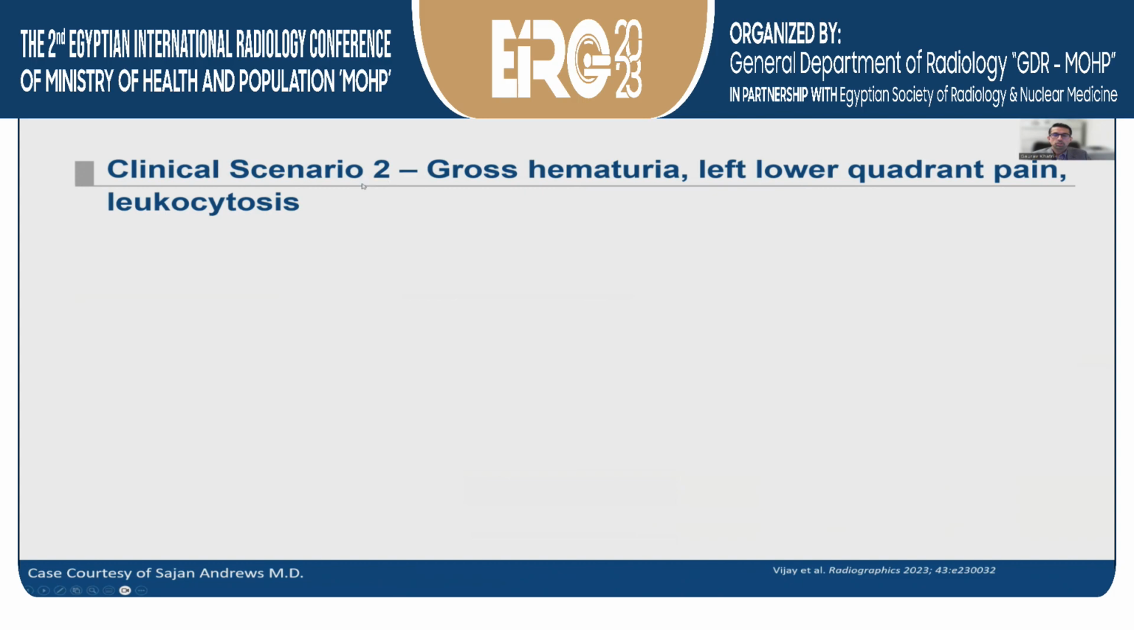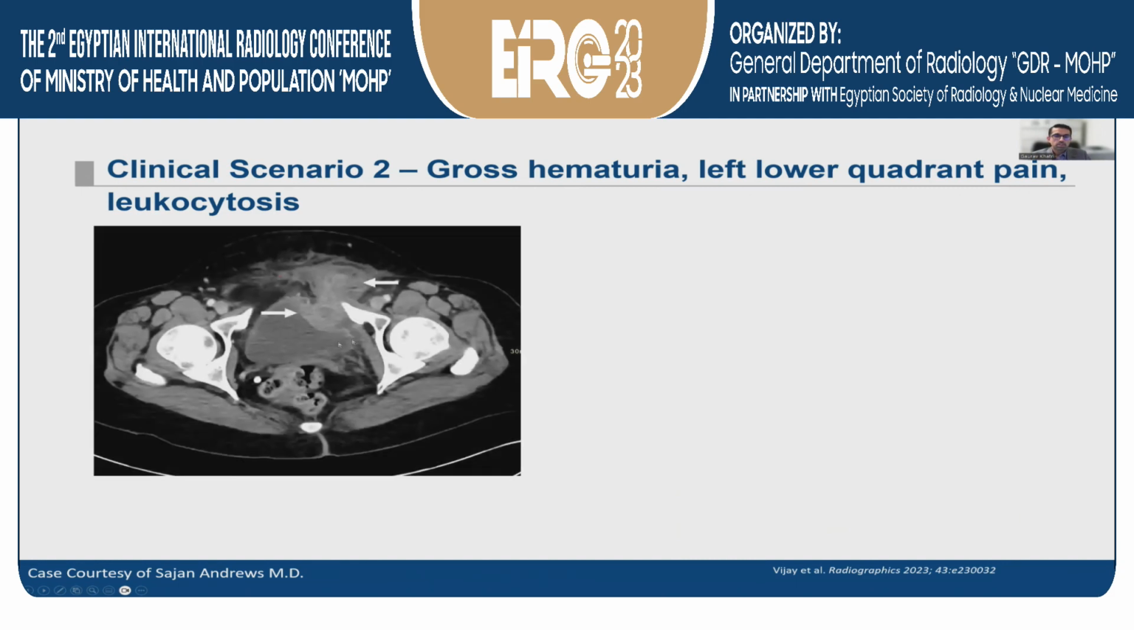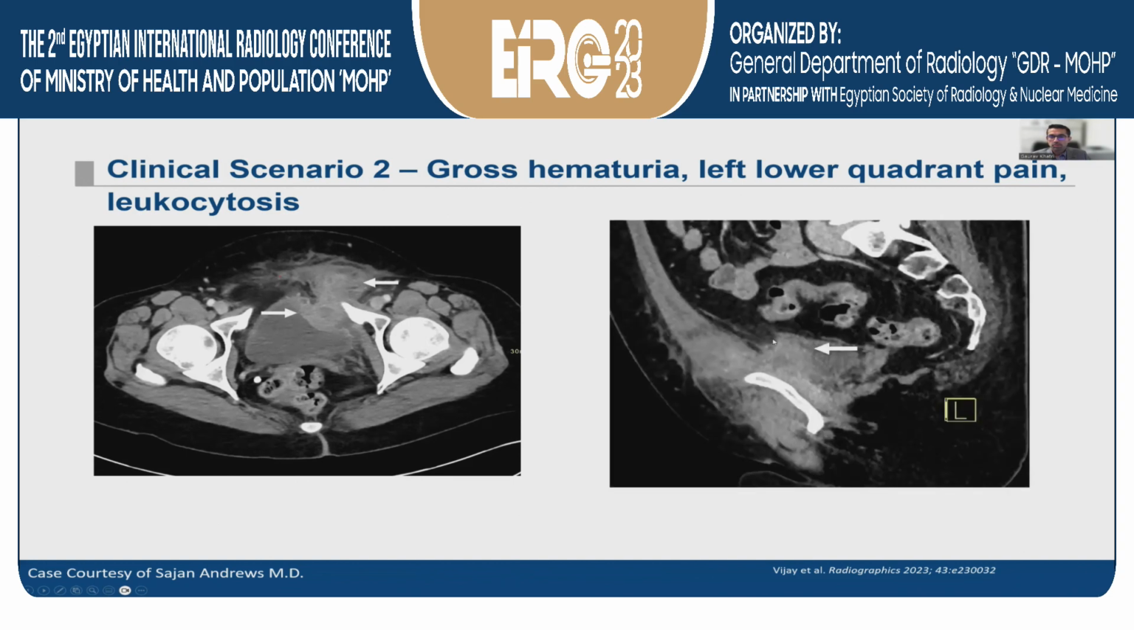So clinical scenario 2 here: a patient comes into the ER with gross hematuria, left lower quadrant pain, and severe leukocytosis. That was the only history that was provided. This patient has what was called a large inflammatory mass involving the bladder and involving the rectus abdominis on the left. On the sagittal image, you can see again this mass involving the bladder with extension to the rectus abdominis. And so on CT, this was called a large inflammatory mass.